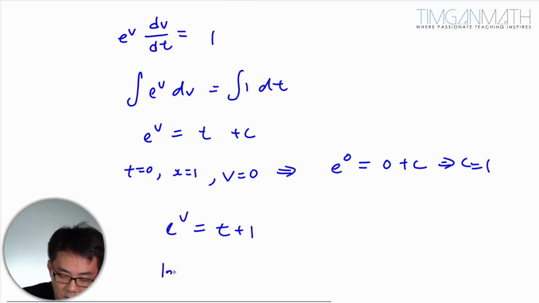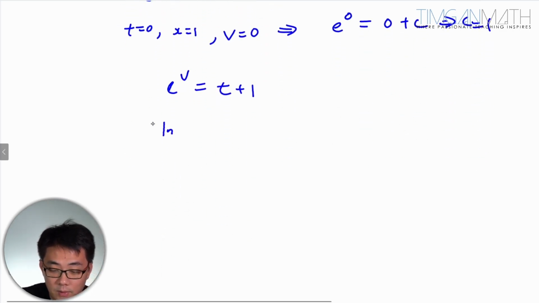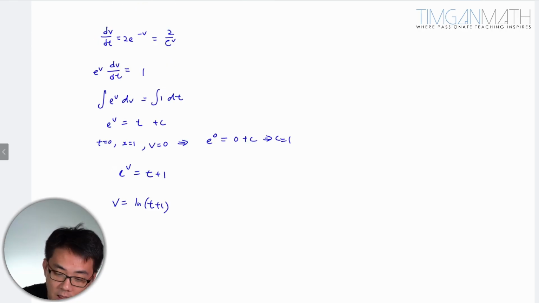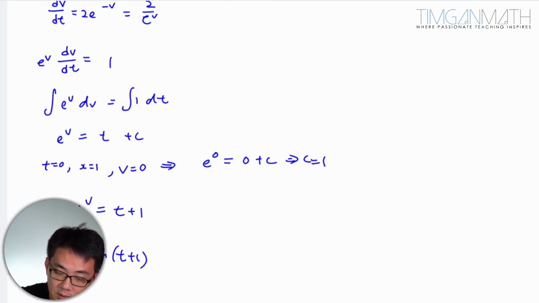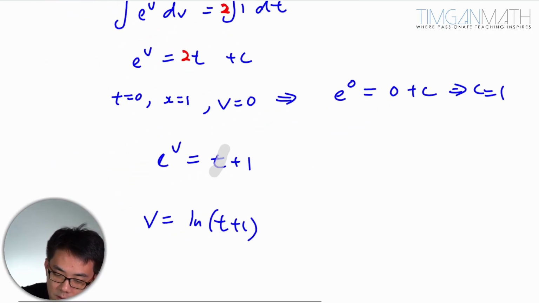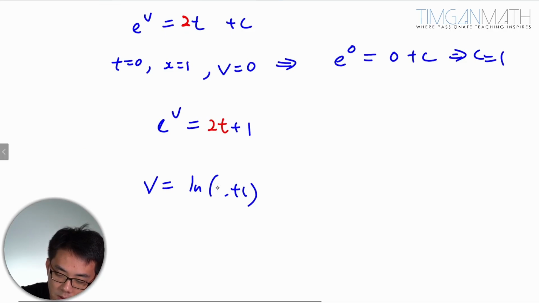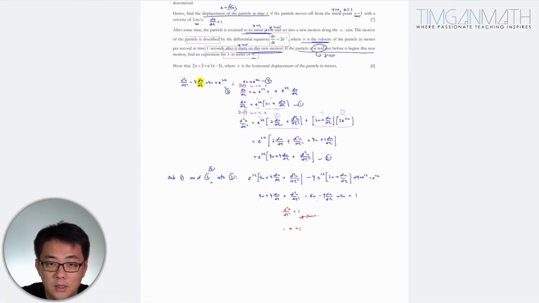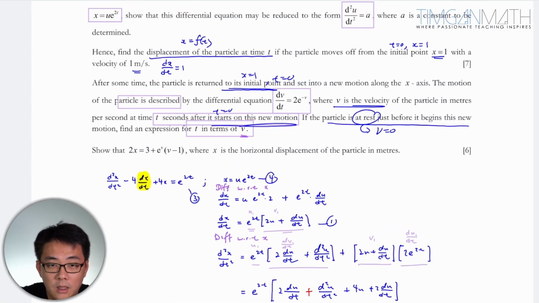And then we just ln both sides. We will get v equals ln of t plus 1. Okay. Same thing, I did a careless mistake. I missed out a 2 there. So there's a 2 here, there's a 2 here, there's a 2 here. Just 2t here. Yeah, there you go. So there's the v.